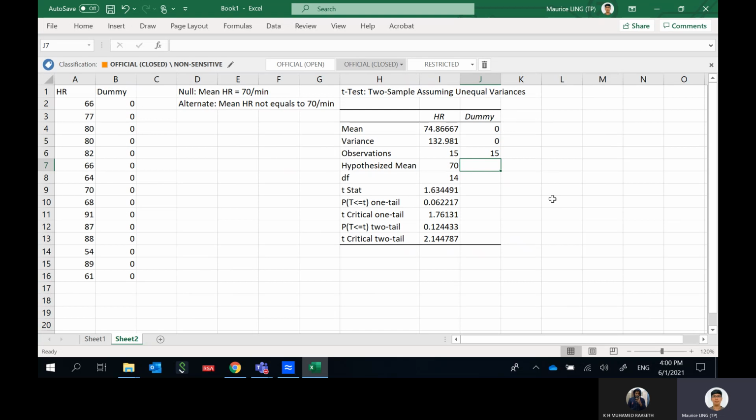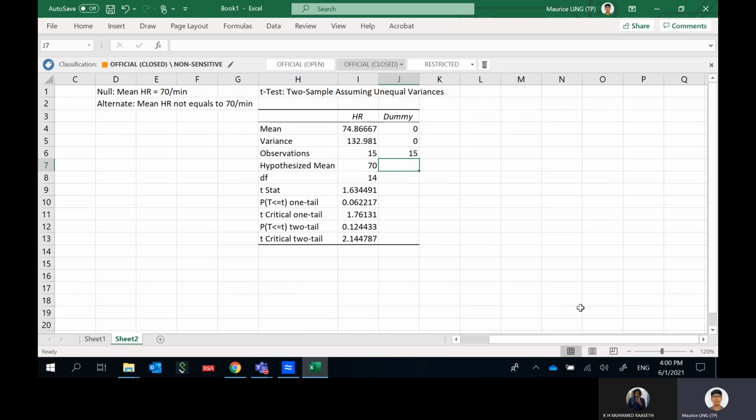So with this result, do you accept or reject the null hypothesis? Correct. Okay. So you say that since the p-value is more than 0.05, you fail to reject the null hypothesis. Since you accept the null hypothesis, therefore, the average heart rate equals 70 beats per minute.